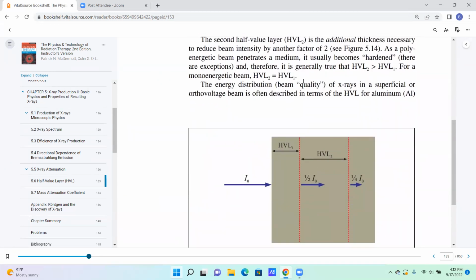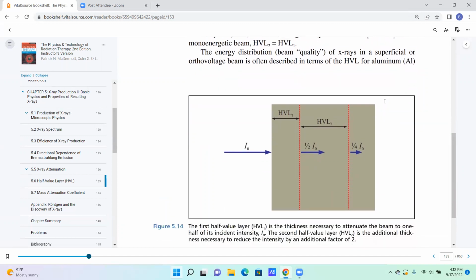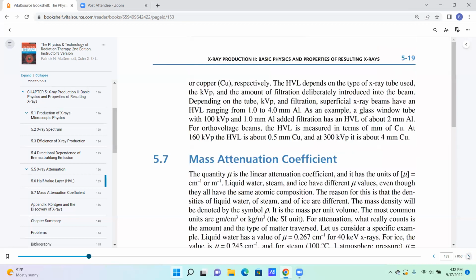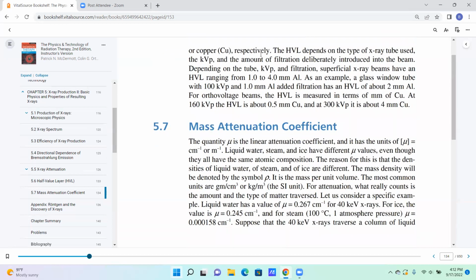So the energy distribution or beam quality of X-rays in a superficial or orthovoltage beam is often described in terms of the half value layer for aluminum. It depends on the type of X-ray tube used, the kVp, the amount of filtration, and all of these other factors. The superficial X-ray beam has a half value layer of 1 to 4 millimeters.